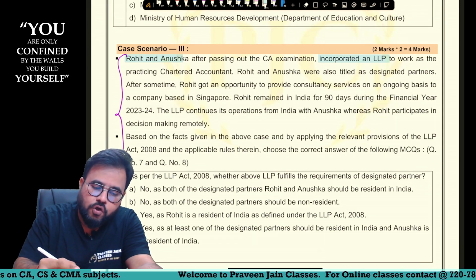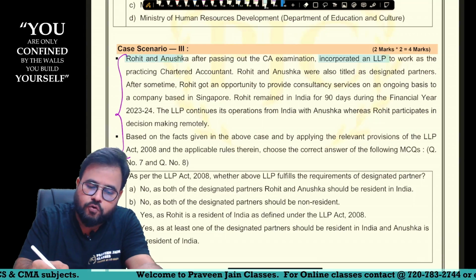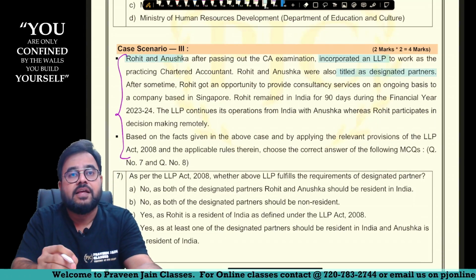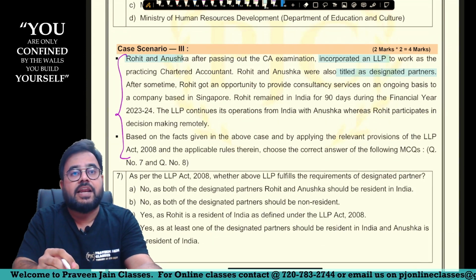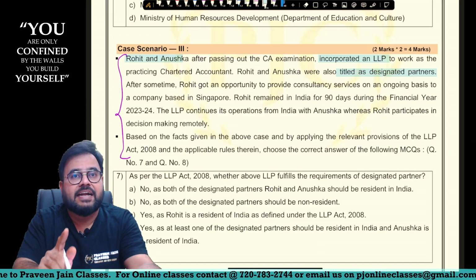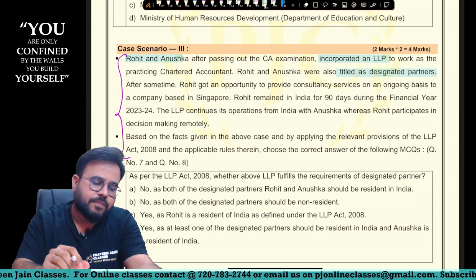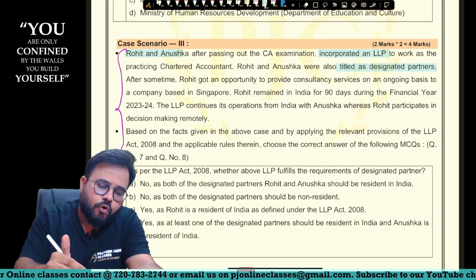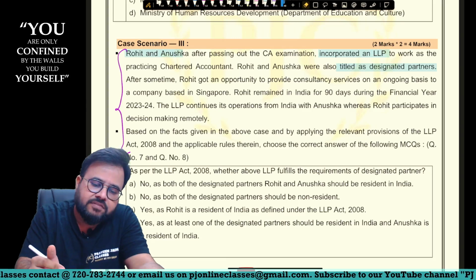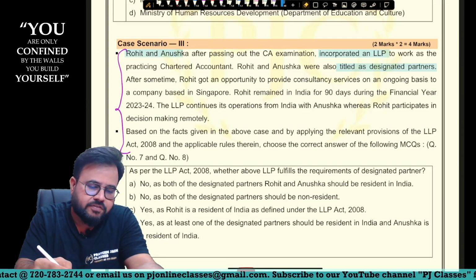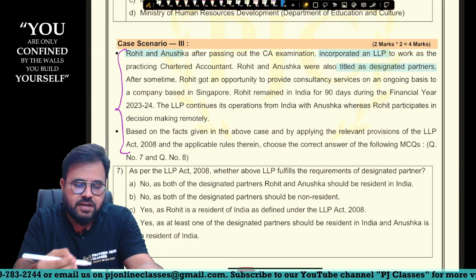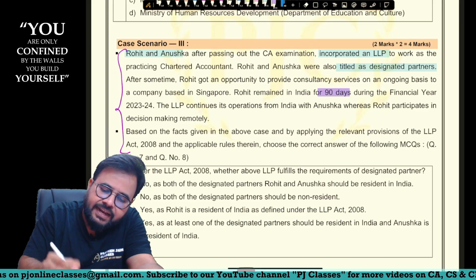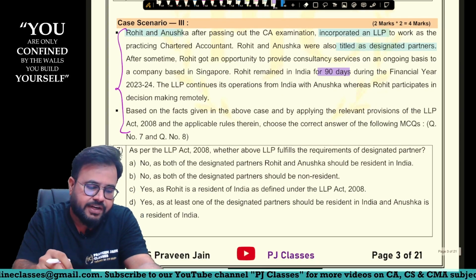Rohit and Anushka, after passing out the CA examination, have incorporated an LLP to work as practicing chartered accountants. Rohit and Anushka were also titled as designated partners. Yes, we know as per Section 7, it is mandatory for an LLP to have at least 2 designated partners, of whom one should be resident, sir. After some time, Rohit got an opportunity to provide consultancy services on an ongoing basis to a company based in Singapore. Okay, very good. Rohit remained in India for 90 days during the financial year 23-24.